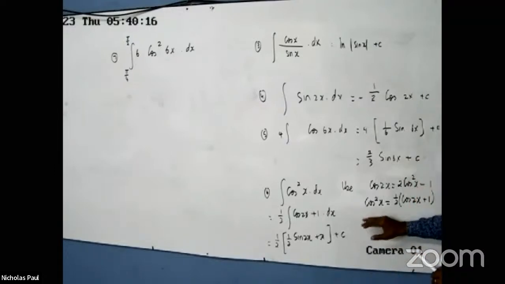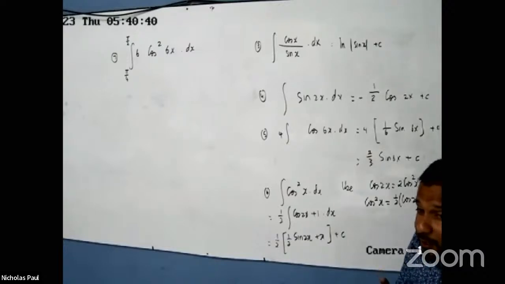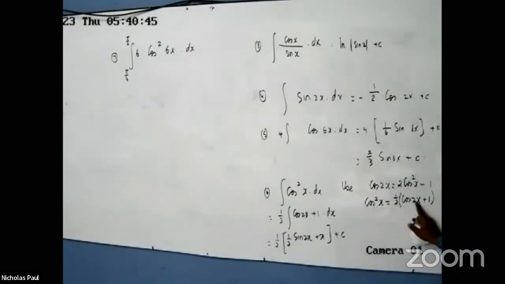I showed you what to do when the angle changes. Anybody remember? If cos squared x is equal to half of cos 2x plus 1, what would be cos squared 6x? What should you do? Multiply, not the entire thing, the angle. Multiply the angle by 6. So if this becomes 6, you multiply the angle by 6. So this will now become what?